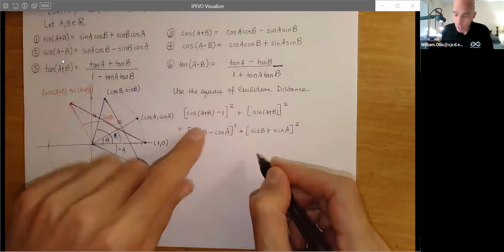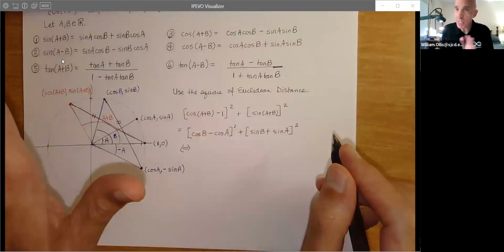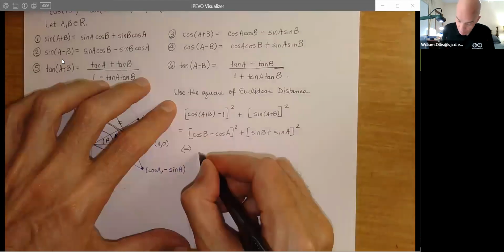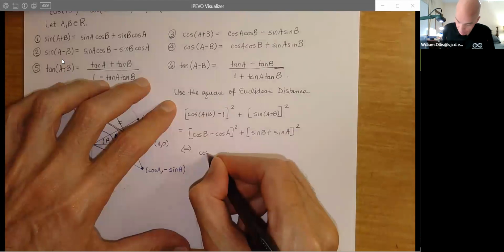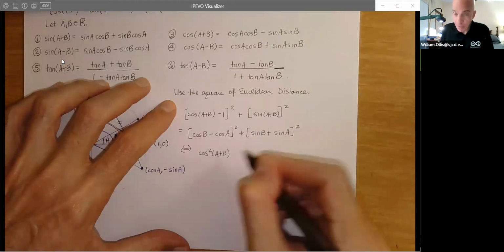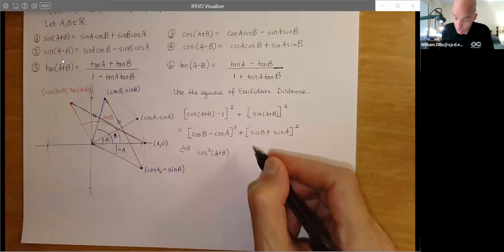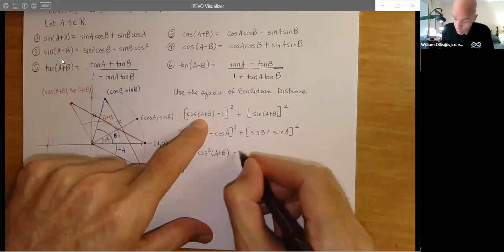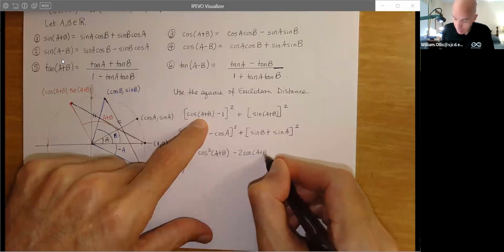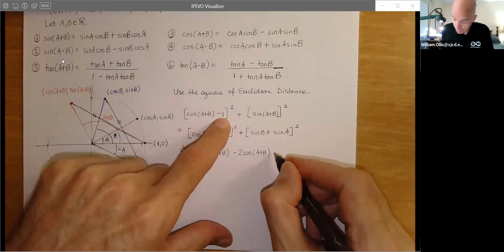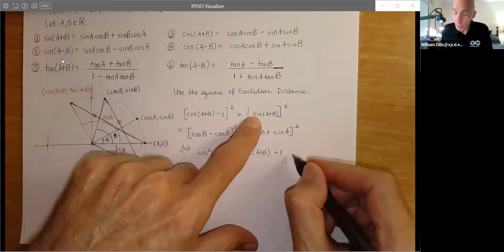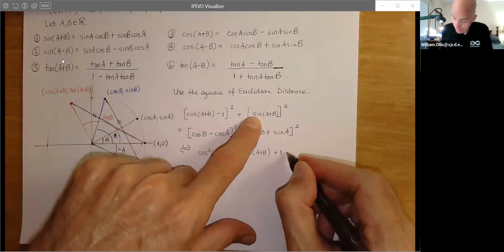So now let's just go ahead and square all of these and set them equal and just see what absorbs. So here we square the cosine A plus B. And then we have the product multiplied by 2. So that'll be a minus 2 cosine A plus B. And then we square the 1. And now we move to this term. Well, that's easy. We just get the square of the sine.